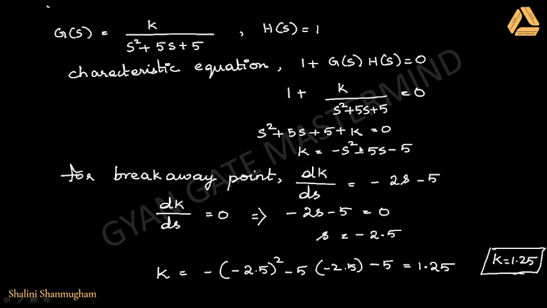If you differentiate this equation, you will get -2s - 5, and then equate to 0 to get the value for s. This is the point at which the breakaway point occurs. So substitute s = -2.5 in the equation K = -s^2 - 5s - 5, so that you will get K equal to 1.25. So the answer is K = 1.25.